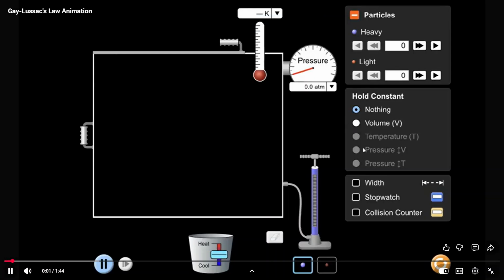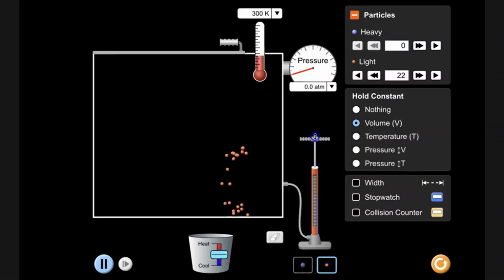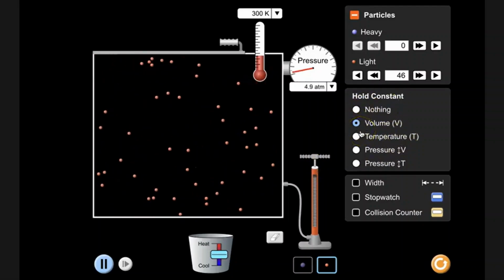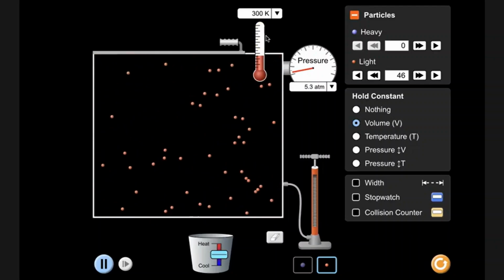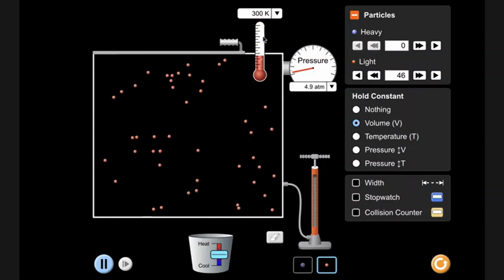Hi, this is Mrs. Bustamante, and in this video, we're going to look at Gay-Lussac's law. Gay-Lussac's law tells us that if we hold the volume constant, the amount of space that these gas particles take up stays the same, the pressure and the temperature are directly proportional. So I'm going to add just a couple particles here and we'll watch what happens. Again, my volume is constant and my temperature in Kelvin is also constant, and my pressure, while it changes a little bit, because the amount of collisions that are happening can vary, remains about the same too.